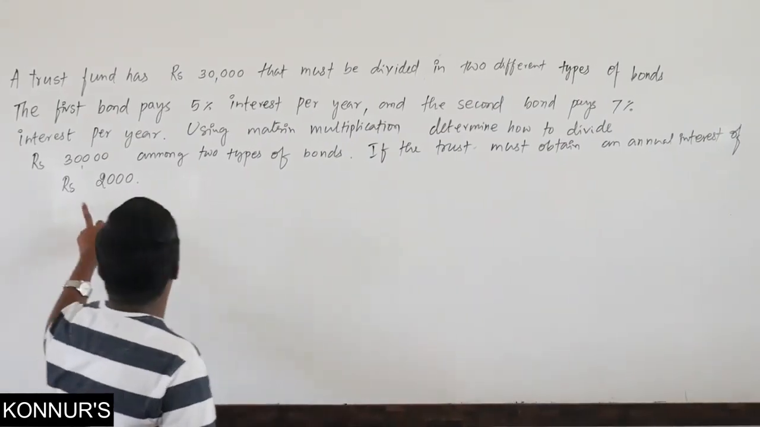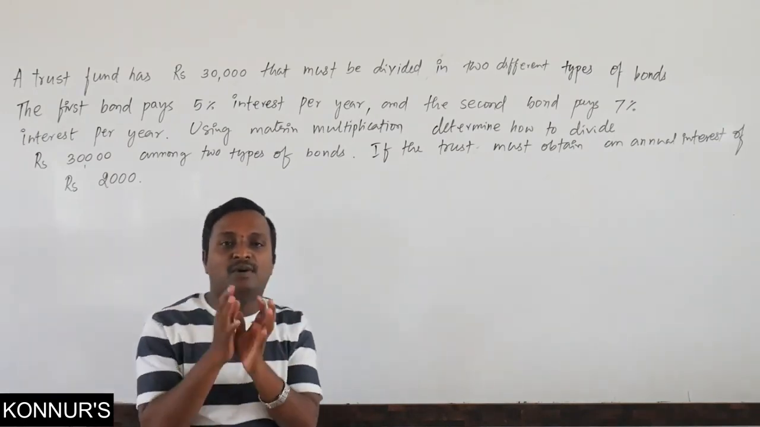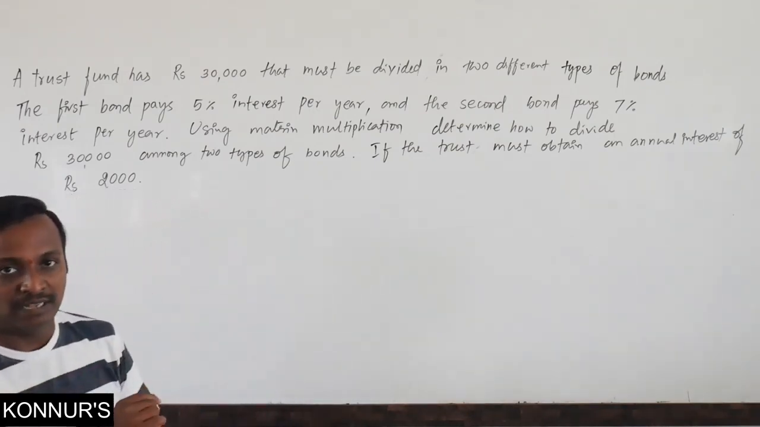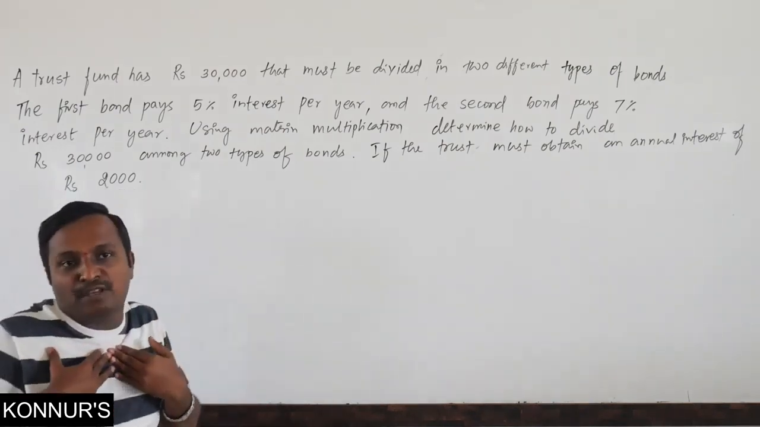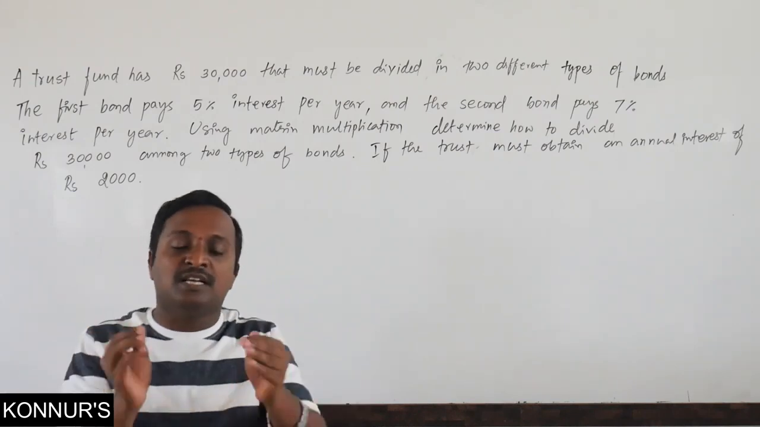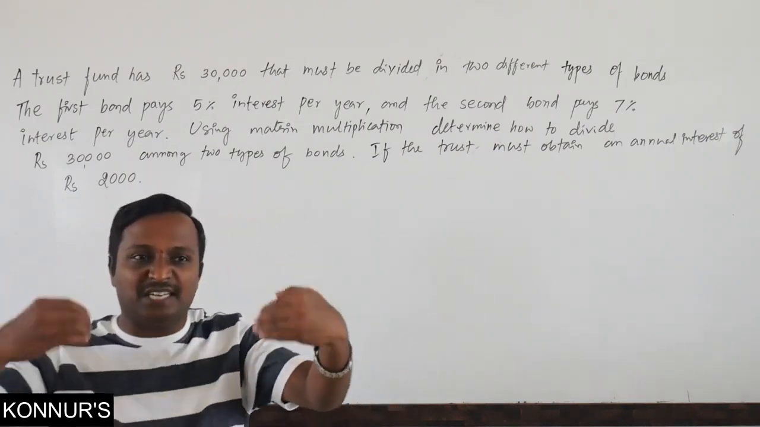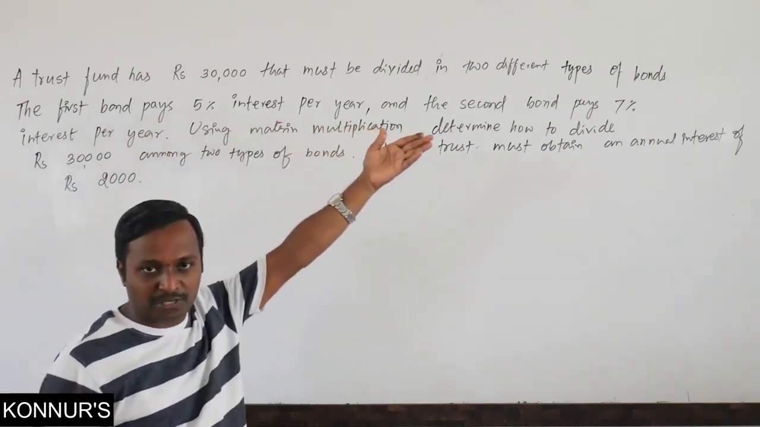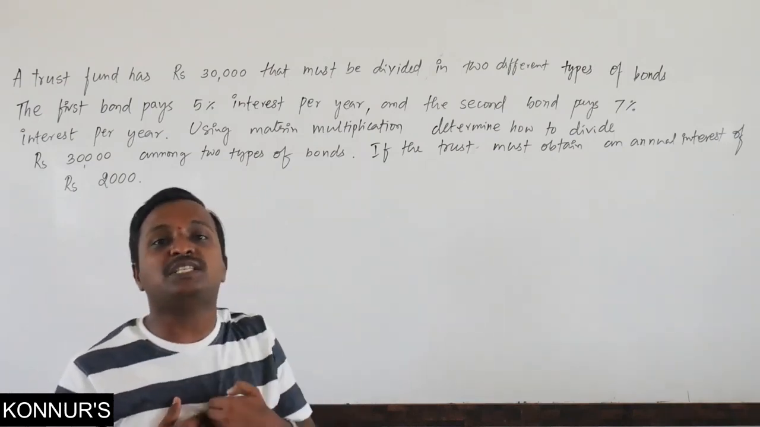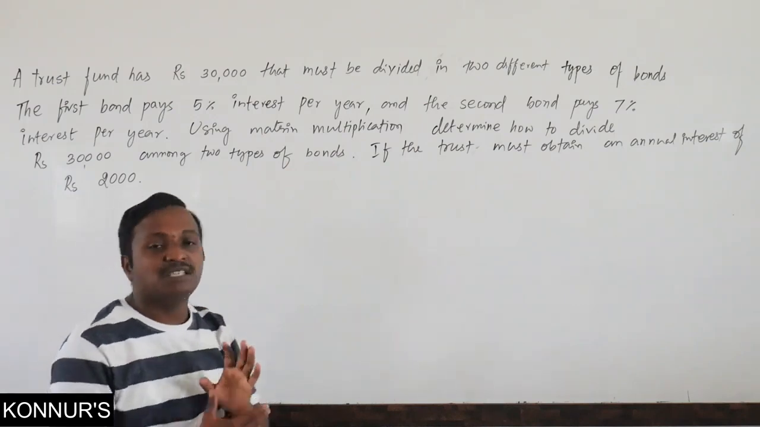If the trust must obtain an annual interest of rupees 2000, that means after completion of one year they must get 2000 rupees interest on 30,000. How to divide? If I pay 20,000 for one bond and 10,000 for another, they will earn some interest depending on 5% and 7%. But at the end of the year we must get 2,000 rupees interest. First bond has 5% interest, second bond 7% interest.